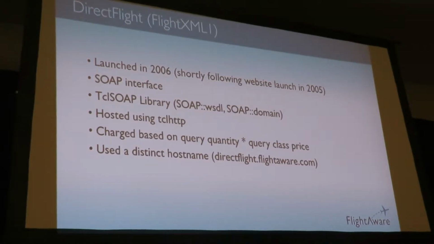So the first version of FlightXML was called DirectFlight. Daniel wrote it in 2006, I think, and the site itself was launched in 2005. Originally it just had a SOAP interface. He was using the Tcl SOAP library, specifically the SOAP wsdl and SOAP domain packages. When they first launched it, we were using Tcl 8.x. Later on, that was moved to Apache Rivet, and we also put it on distinct hosting because of some caching issues with the regular website.